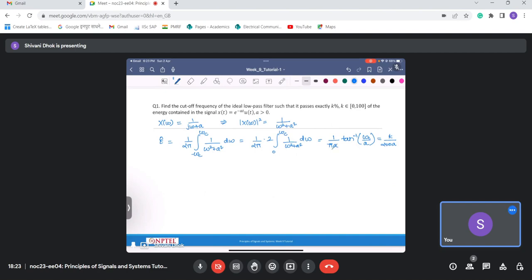So what I have is this a gets cancelled, so tan inverse of omega c by a is equal to k pi upon 200, which means that omega c is equal to a times tan of k pi by 200. In the class the example that was considered was when k is equal to 50. So if my k is equal to 50, that is it passes half of the energy, then omega c will be equal to a times tan of pi by 4, which is equal to a, and this is in radians per second. I hope this part is clear to everyone.